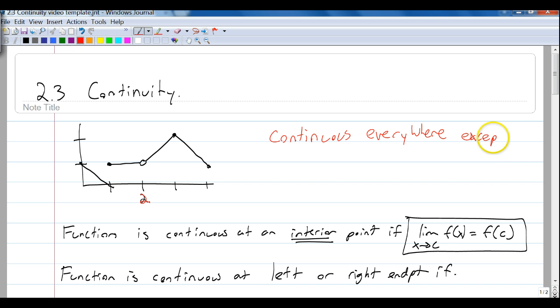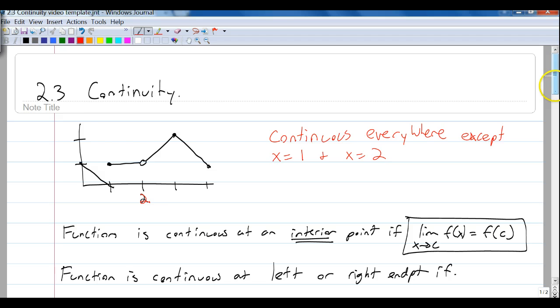except when x is equal to 1 and when x is equal to 2. Because at 1, if you're drawing along the graph, all of a sudden there's a break and it jumps back up here. And then when you hit x is 2, there's a hole. And we're going to talk about what those are called.